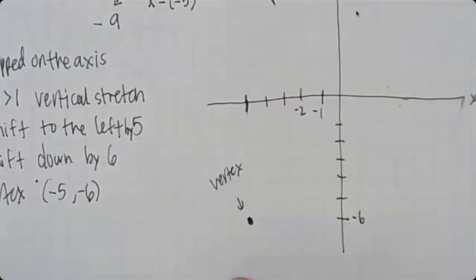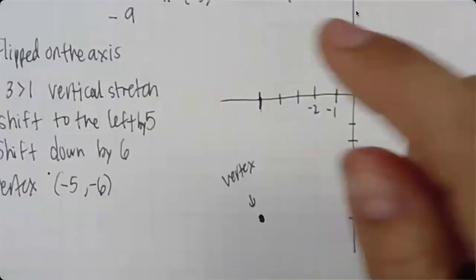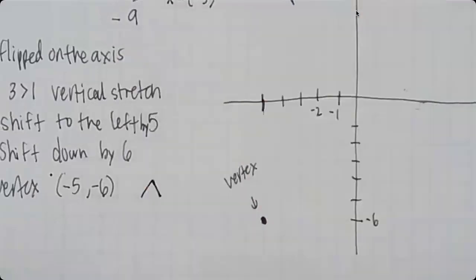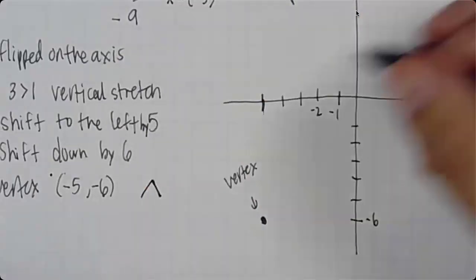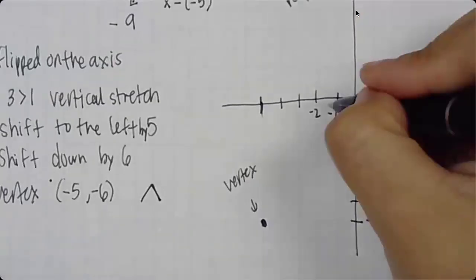Okay, this is where the point of my absolute value is. And I know my graph, because it's negative, should look like this. It should be going down. If you're like, I don't know what to do, where am I going to put another point? You're going to plug in a point.